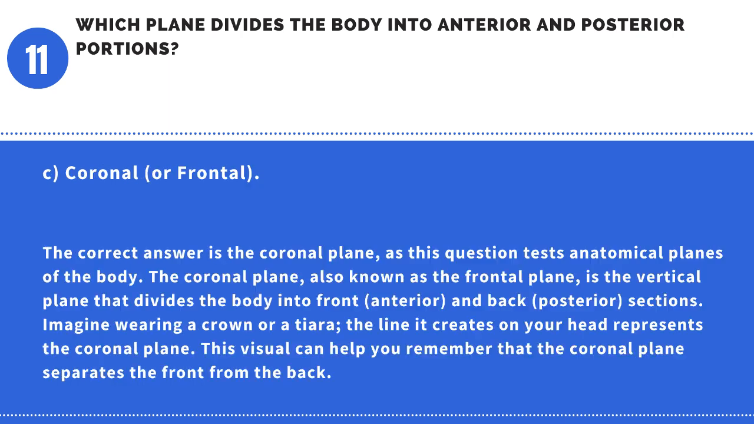Answer, C. Coronal or frontal. The correct answer is the coronal plane, as this question tests anatomical planes of the body. The coronal plane, also known as the frontal plane, is the vertical plane that divides the body into front, anterior, and back, posterior, sections. Imagine wearing a crown or a tiara. The line it creates on your head represents the coronal plane. This visual can help you remember that the coronal plane separates the front from the back.